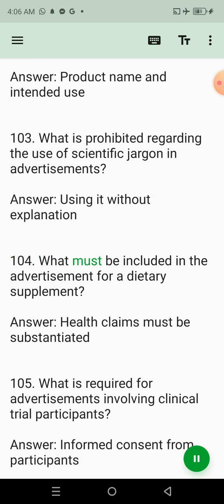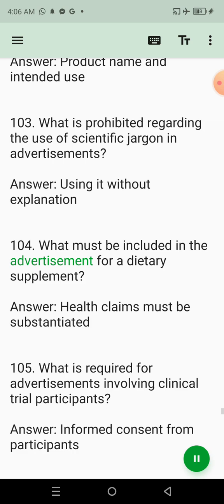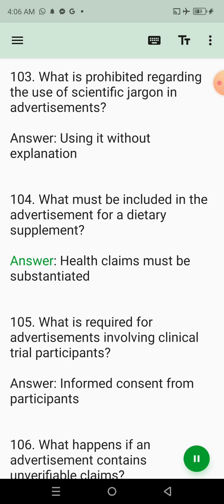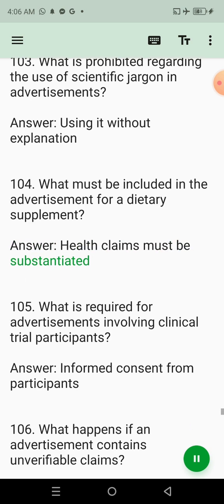104. What must be included in the advertisement for a dietary supplement? Answer: health claims must be substantiated.